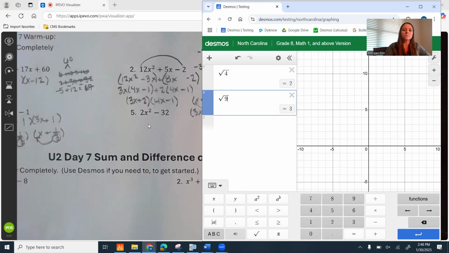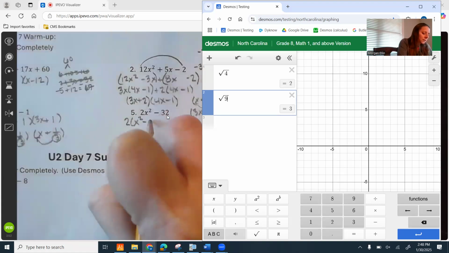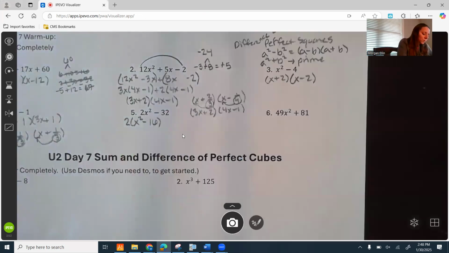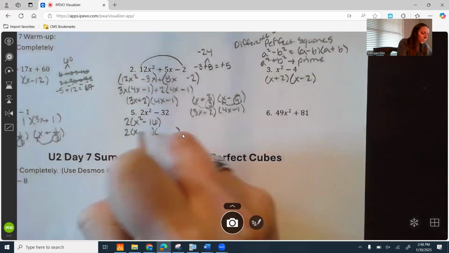All right, these both are not, but what do you recognize? Now, what should you always look for? If you said GCF, you're correct. A 2 comes out, and 2 goes into 32 16 times. Now look at it. x squared and 16. Those are both perfect squares. If you need to check, the square root of 16 is 4. So here, keep the 2 on the outside. The square root of x squared is x. The square root of 16 is 4.